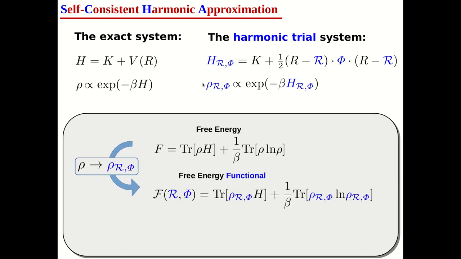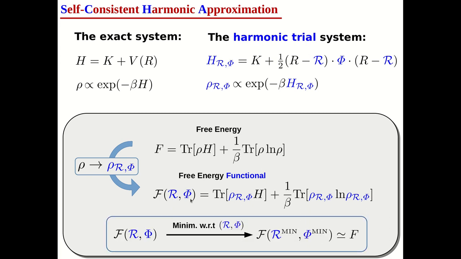Now, in the self-consistent harmonic approximation, essentially, we replace in the formula for the free energy the density matrix with this harmonic trial density matrix. And in this way, we define a free energy functional. This is a functional because it depends in general on two free parameters: this calligraphic R, the centroid, and this phi, okay?